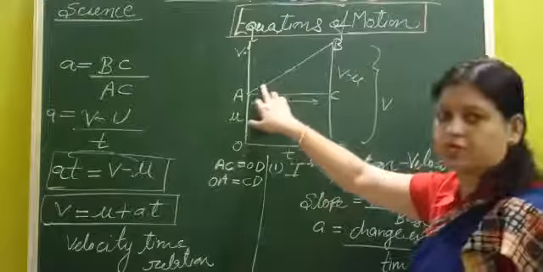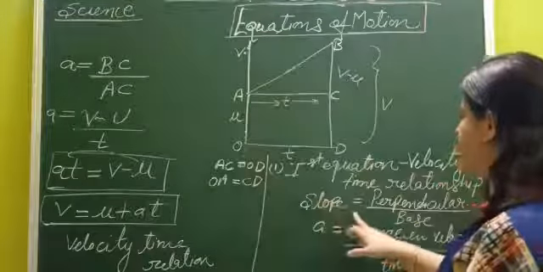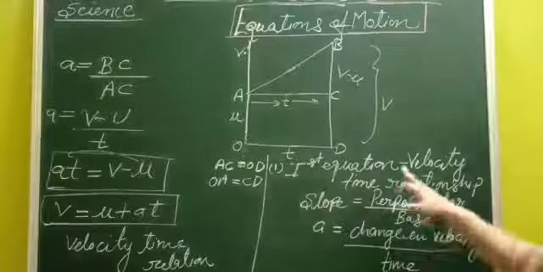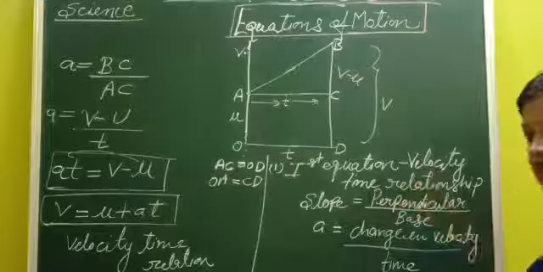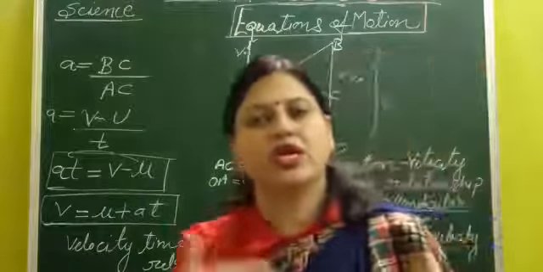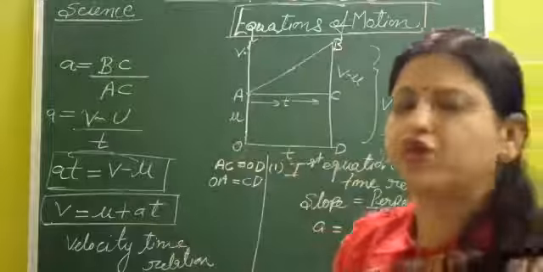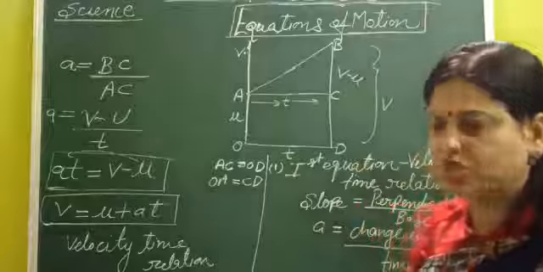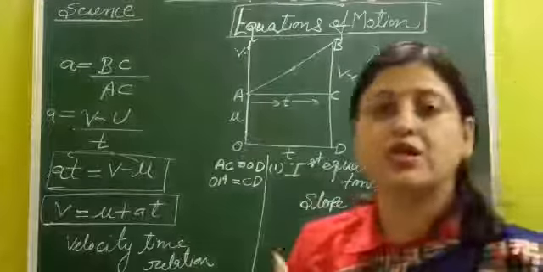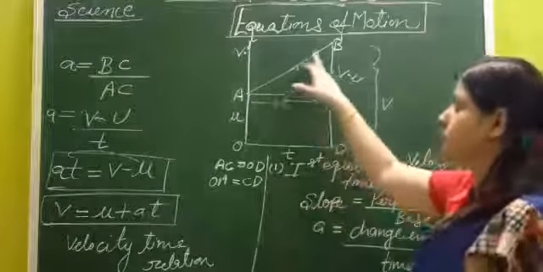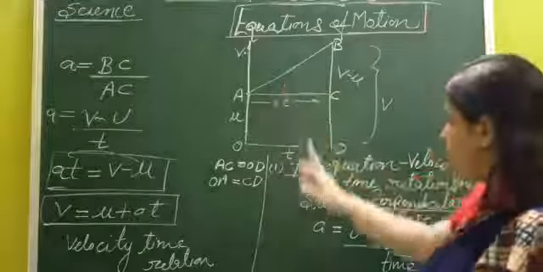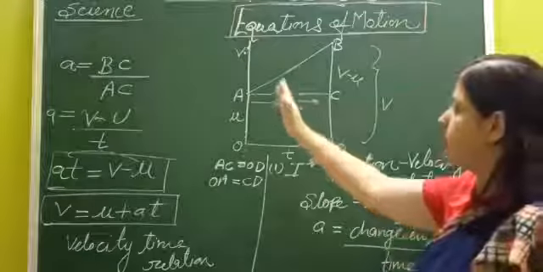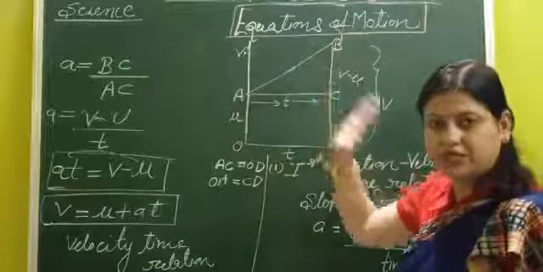This is the slope, and the formula of the slope is perpendicular upon base. The first equation shows the velocity and time relationship. What is the rate of change of velocity? The rate of change of velocity is acceleration, and in this graph the slope is showing the acceleration. So slope is perpendicular upon base. This is the perpendicular and this is the base, right?